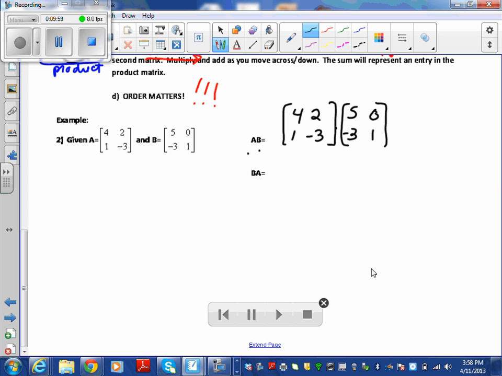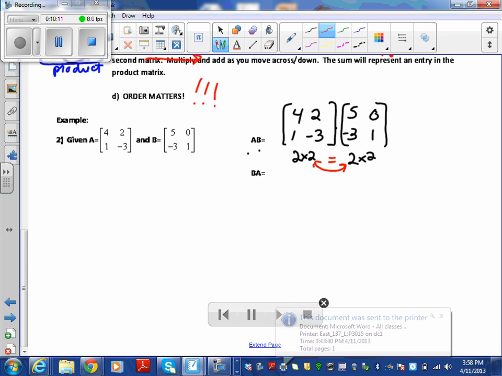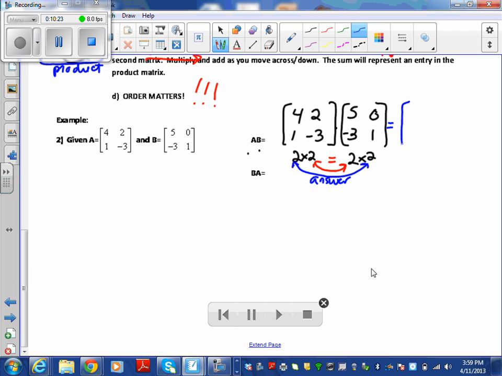Now I'm going to check if I even can multiply these. The first matrix is a 2 by 2. Second matrix is a 2 by 2. Aha! Inside numbers, they are equal, so we can do this. Now let's see what the order of the answer will be. The answer will be a 2 by 2, so we have 4 entries inside of there that we need to find, and here's how it's going to work.